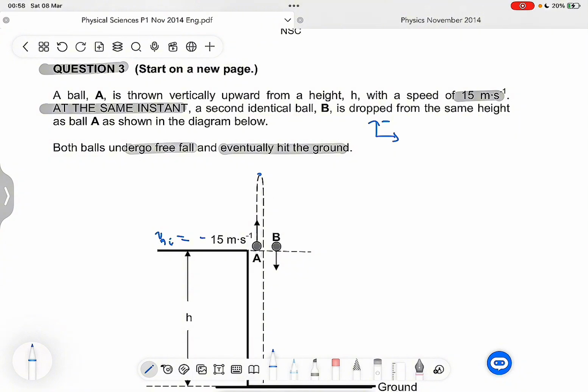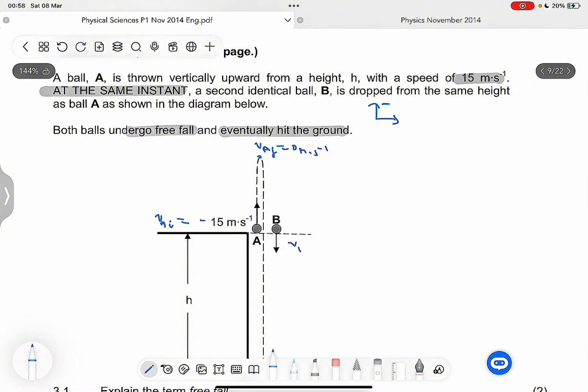Now obviously we know that this ball, when it gets to this point, will have v of A final to be 0 meters per second. Now I'm calling it final because this is the initial velocity. Now this is the velocity at the maximum height. The ball will stop for an instant, change direction and go downwards.